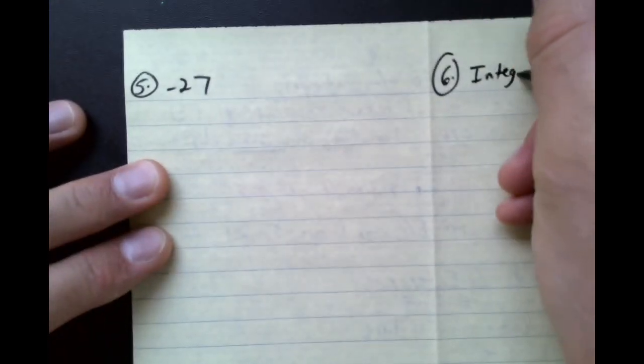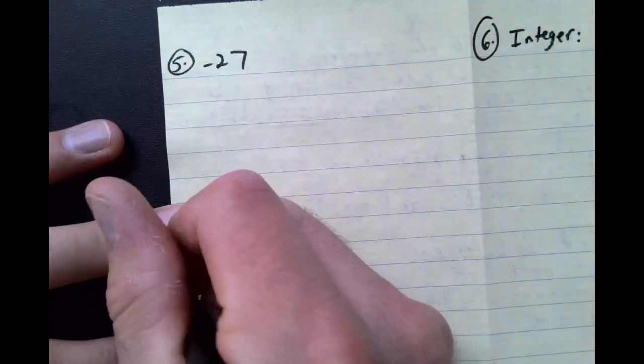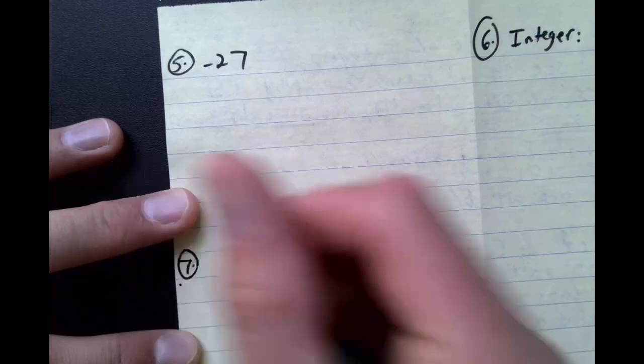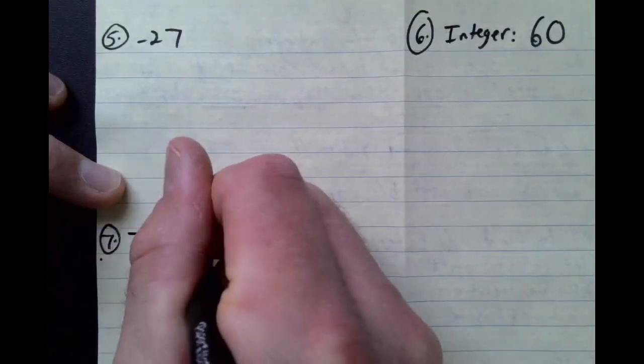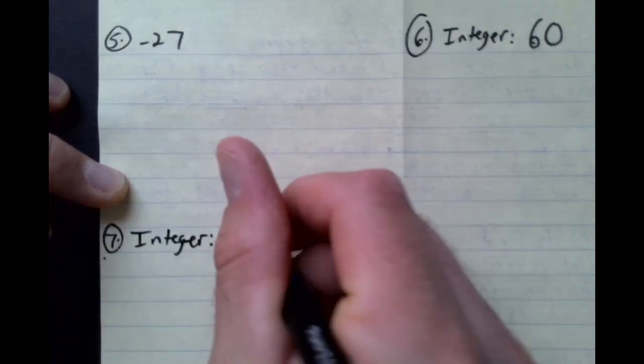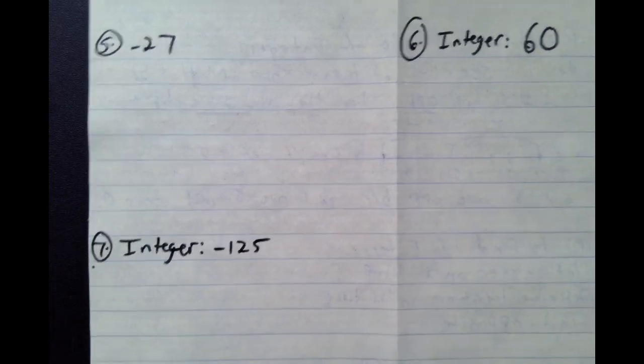Go and try numbers 5, 6, and 7 on your own. Number 5, your integer is negative 27. Number 6, your integer is 60. And skip a couple lines, and your integer for number 7 is negative 125. Go and try numbers 5, 6, and 7 on your own.